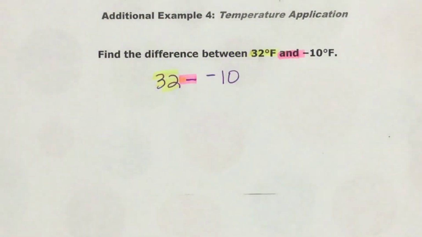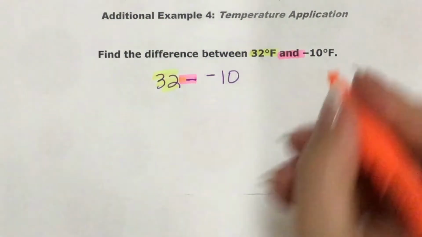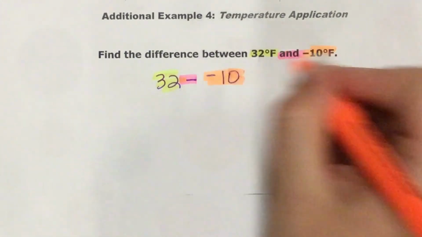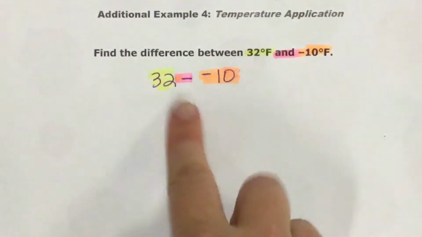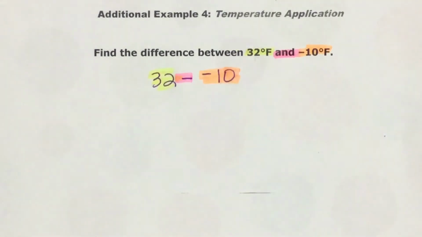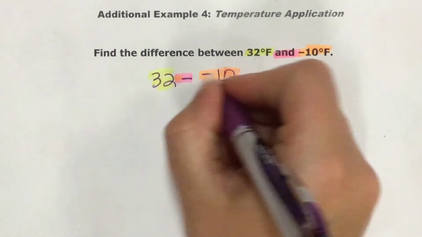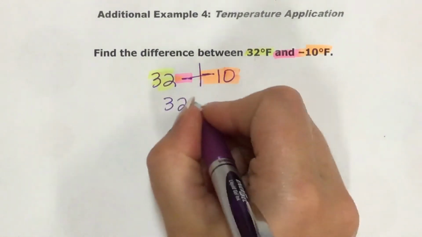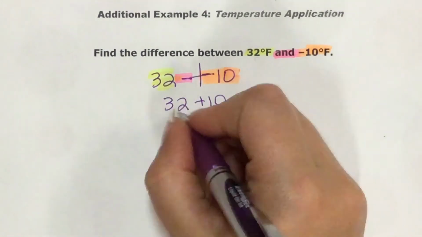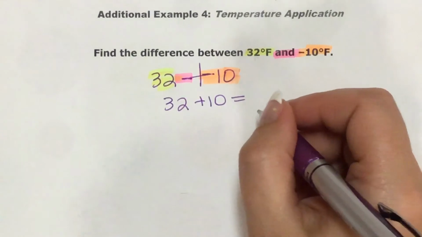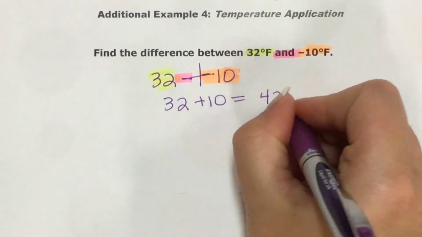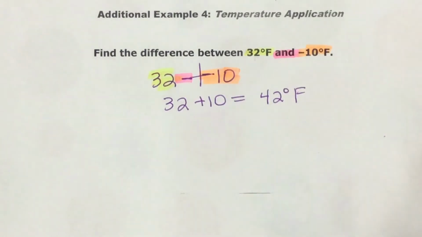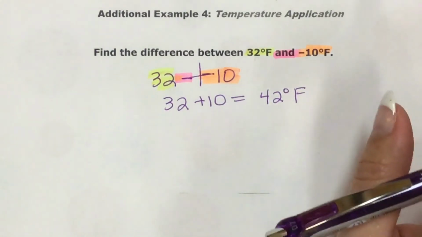And then -10 goes right there, like that. Now, do you see that there's two negative signs right there? There's two negatives, which means they're touching, and that's really a positive sign. So what this is, is 32 plus 10, which if you add 10 to 32, you end up getting 42 degrees Fahrenheit. And that's really the difference between 32 degrees Fahrenheit and -10 degrees Fahrenheit.